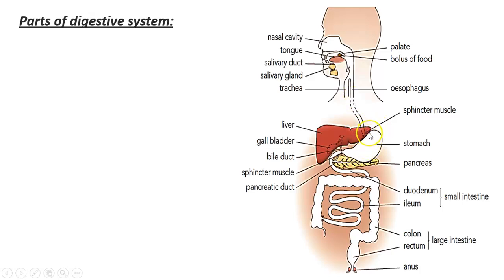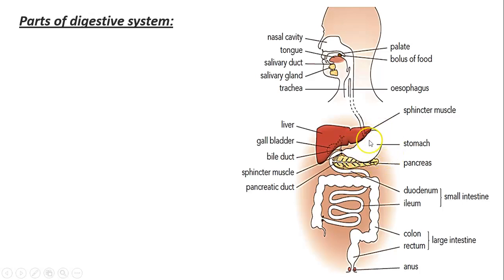stomach. Here we have the sphincter muscle. Why do I need it? To prevent food from flowing back into the esophagus, because the stomach is made of muscles that will contract to break down food physically. So I need to make sure that when the stomach contracts, the food does not flow back into the esophagus. So here we have a sphincter muscle.